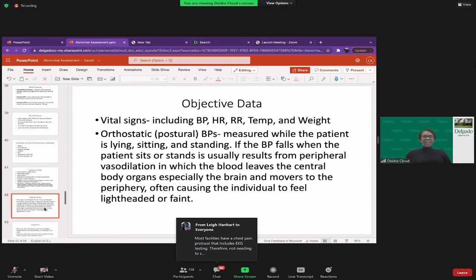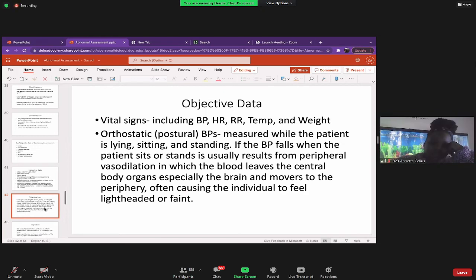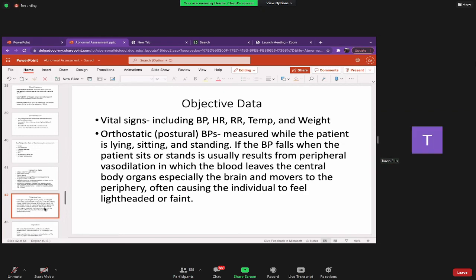So how do we obtain objective data? What objective data can we obtain from these patients with cardiac complaints? Vital signs. Pulse ox. Yeah, vital signs, pulse ox. We want to get their weight again. Labs, especially if they have CHF. Your observation, anything you observe, and we're going to get to that.